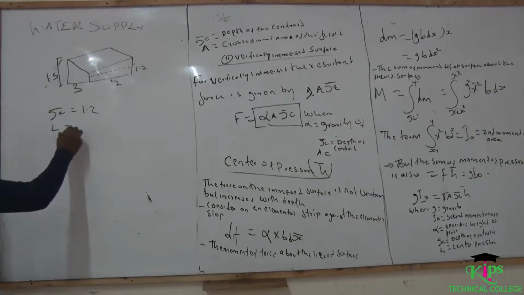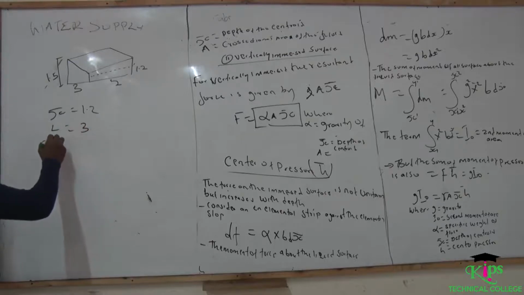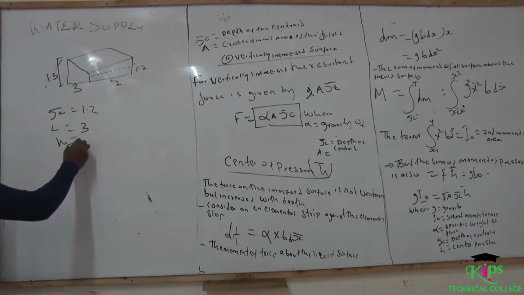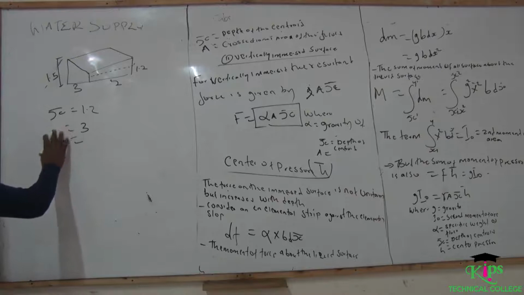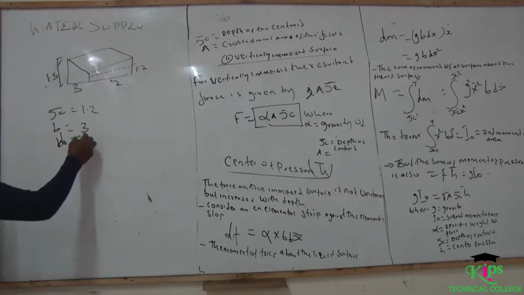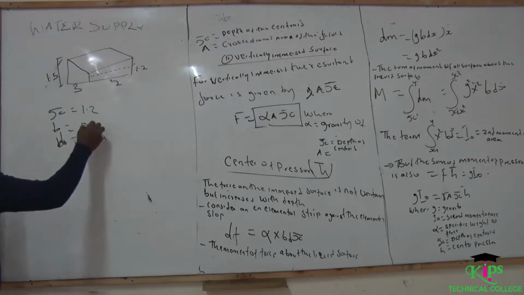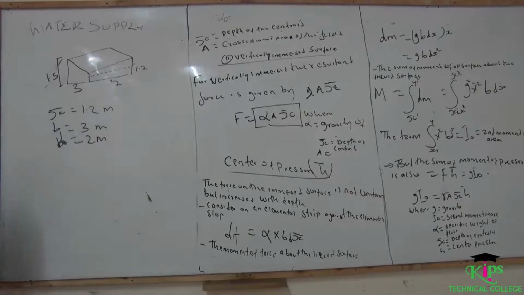Our length will be 3, then our width, or breadth, will be 2 meters. We are told to calculate the force and the center of pressure for the liquid. We have to calculate the areas at the bottom, and the area against the depth, the center of pressure.